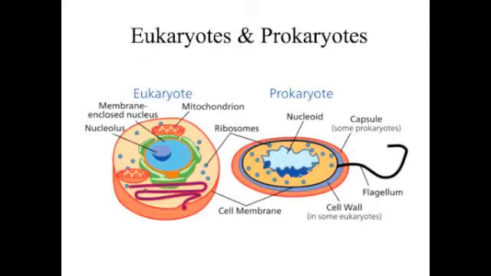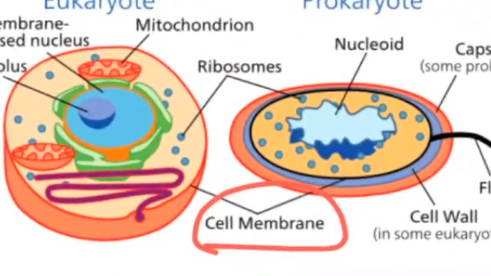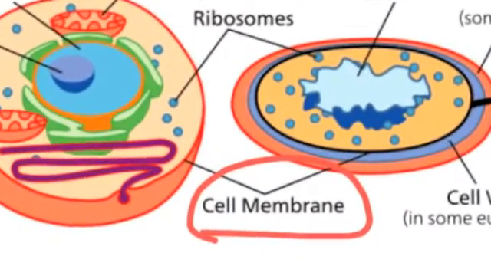But it is important to note that there are similarities between eukaryotes and prokaryotes. For instance, they both have ribosomes and a cell membrane. An important point to remember is that eukaryotes and prokaryotes both have cell membranes. What that means is all cells have cell membranes, also known as plasma membrane.